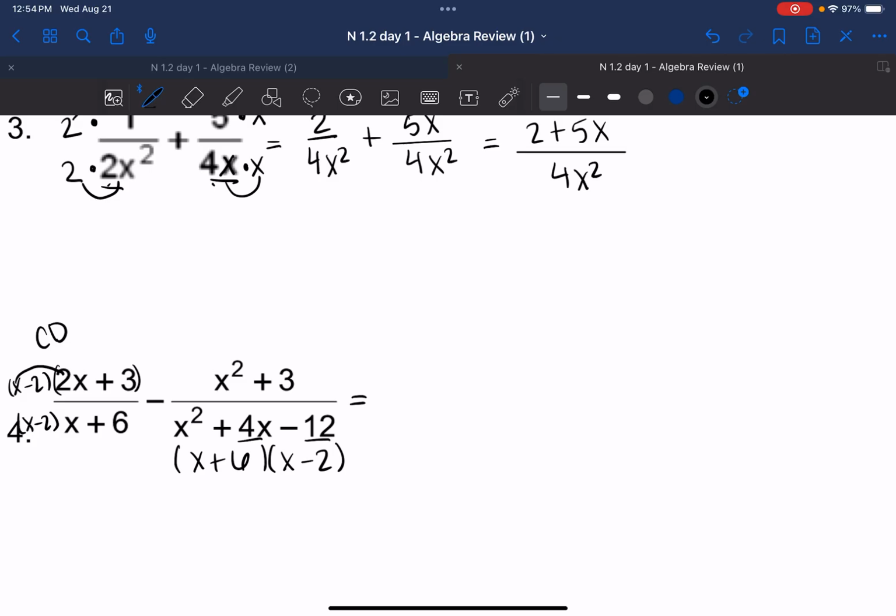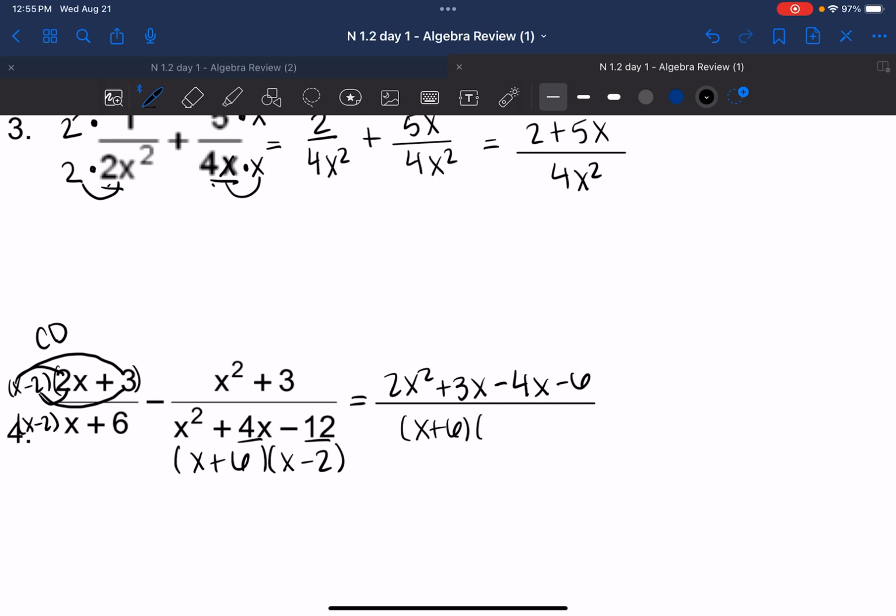So I'm going to have x times 2x, which would be 2x squared, and x times 3, which would be 3x. And then I have to multiply the negative 2 times 2x, which would give me negative 4x, and negative 2 times 3, which would give me negative 6. All over that common denominator of x plus 6 times x minus 2. Minus that second fraction already had the common denominator, so I don't have to change anything about it. So it just stays x squared plus 3 over that common denominator of x plus 6 times x minus 2.